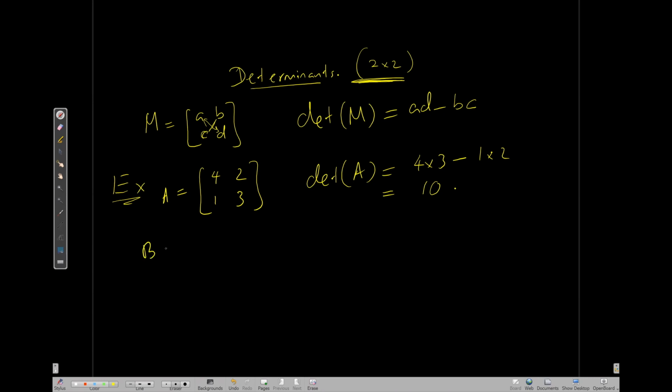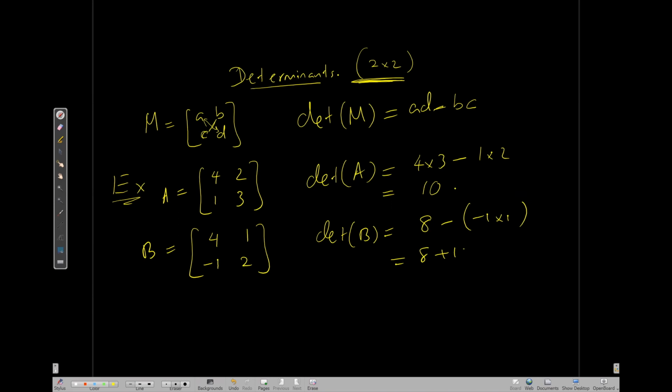And how about this example? 4, 1, negative 1, 2. So the determinant of P is 4 into 2, 8, minus, that minus is in the definition, and again you have a minus. So minus 1 into 1, so 8 plus 1, 9, right? So simple as that, that is the determinant.